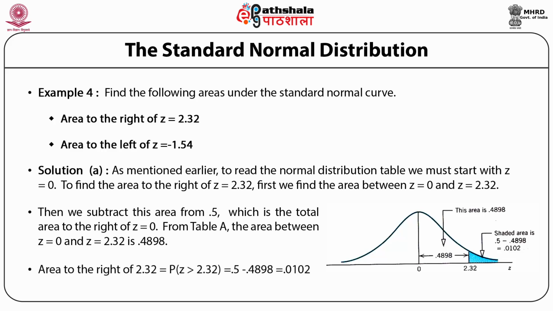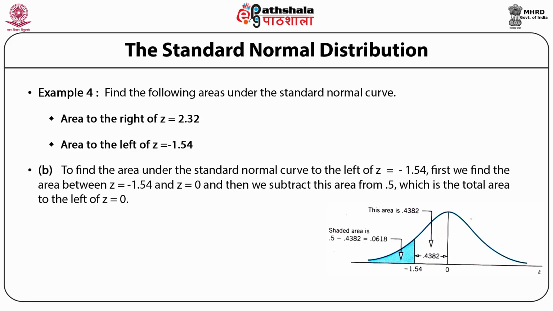The area to the right of z equals 2.32 gives the probability that z is greater than 2.32. Thus, the area to the right of 2.32 will be shown as probability z is greater than 2.32 equals 0.5 minus 0.4898, and it will be 0.0102.